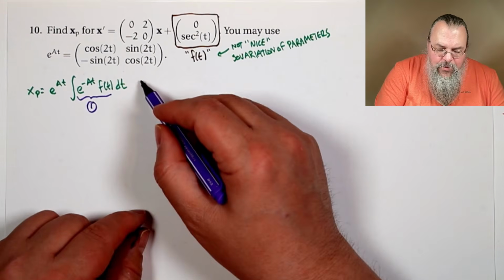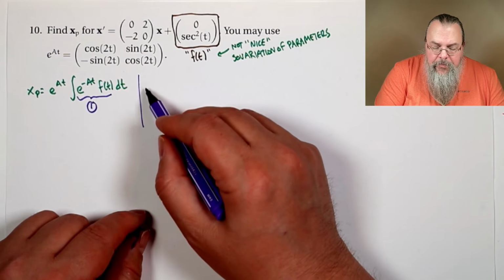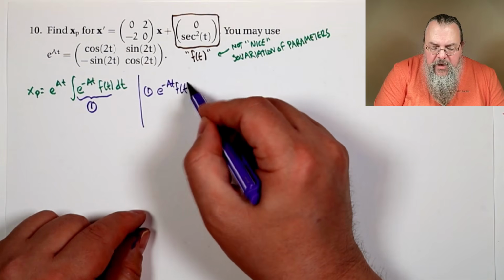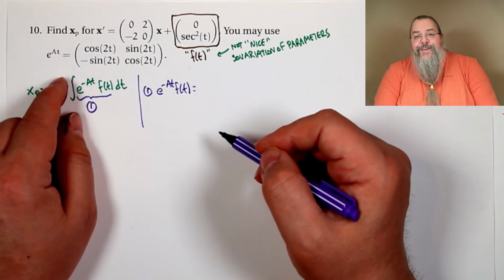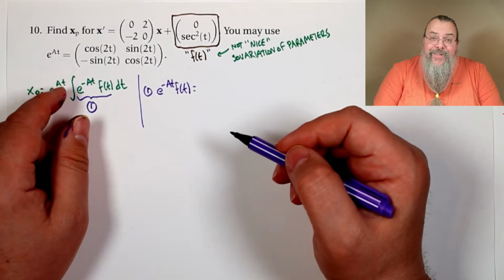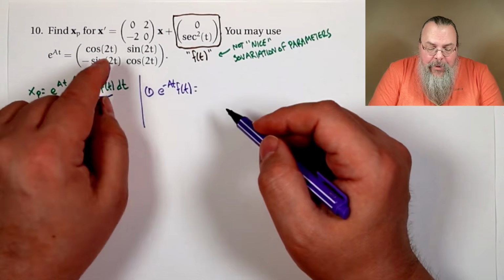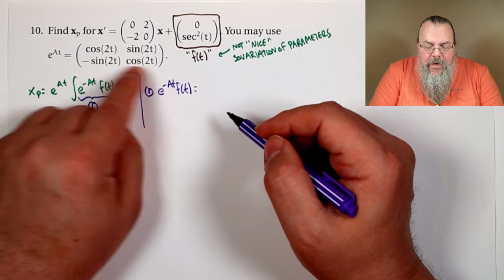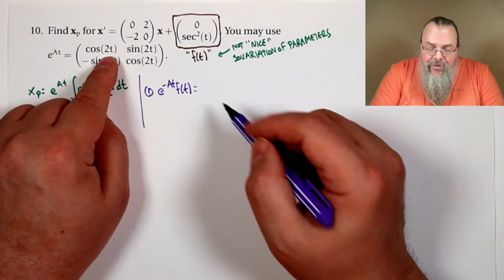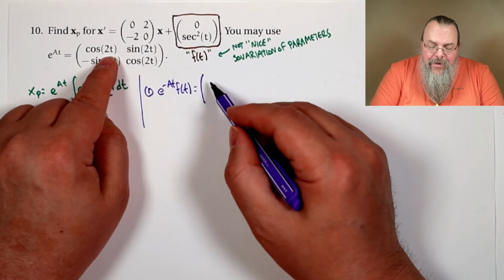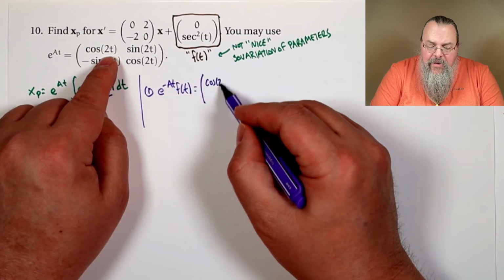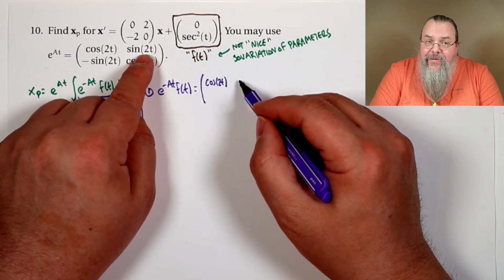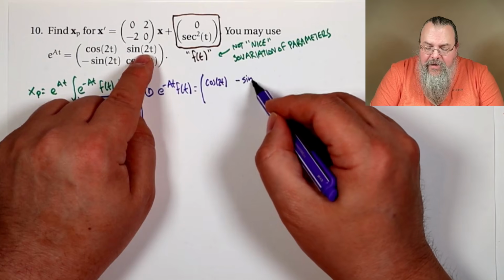All right, so layer 1, e to the minus At f of t. Now, they gave us e to the At. How do you find e to the minus At? The answer is, everywhere you see a t, put a minus. Now, we want to clean it up. Cosine of minus 2t. What can we say about that? Well, cosine is even, so it's cosine 2t. Sine of minus 2t. Sine is odd, so it's minus sine of 2t.